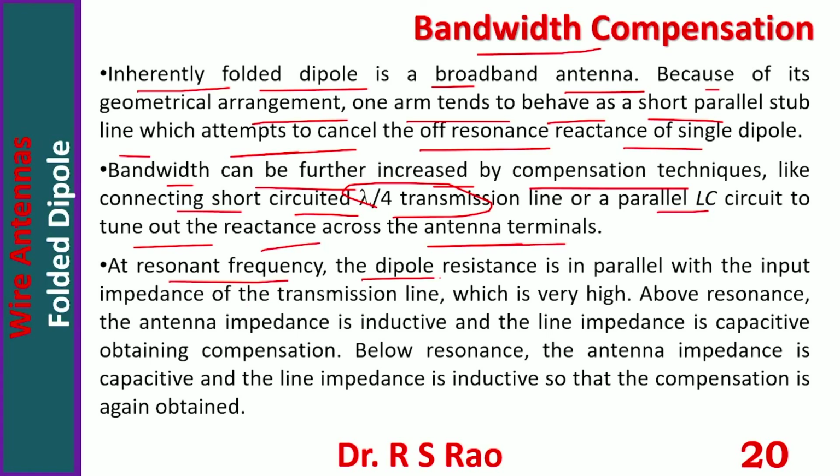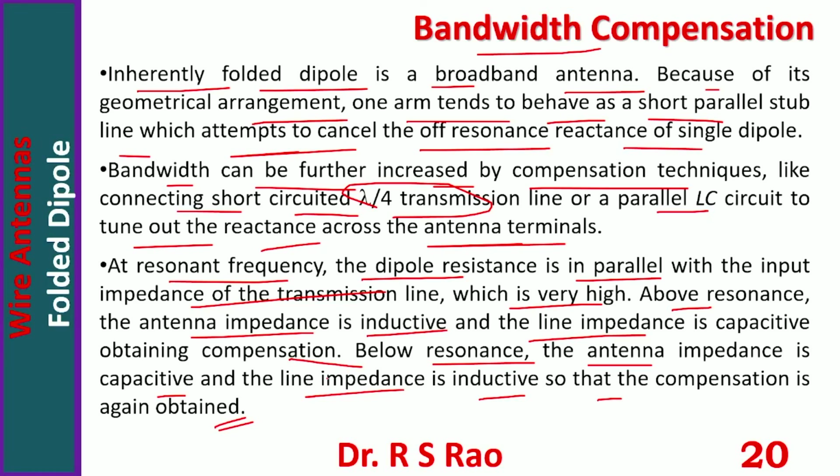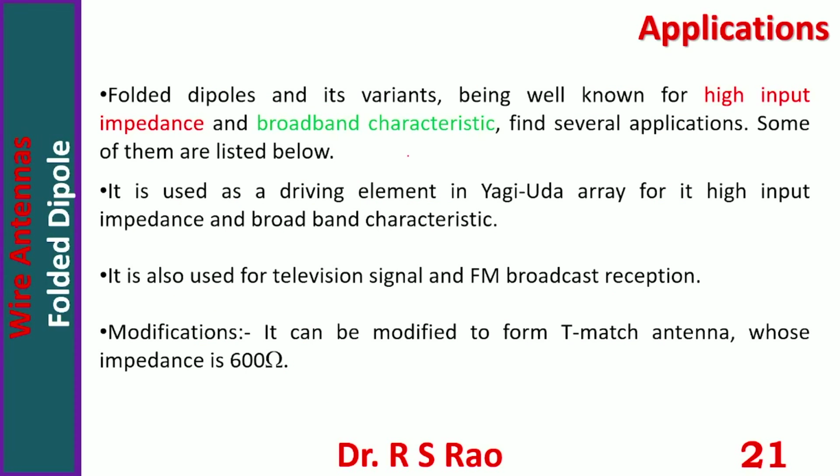At a resonant frequency, the dipole resistance is in parallel with the input impedance of transmission line, which is very high. Above resonance, the antenna impedance is inductive and the line impedance is capacitive, obtaining compensation. Below resonance, antenna impedance is capacitive and line impedance is inductive, so that compensation is again obtained. So by connecting a short-circuited lambda by 4 transmission line or a parallel LC circuit, one can have more bandwidth from folded dipole.